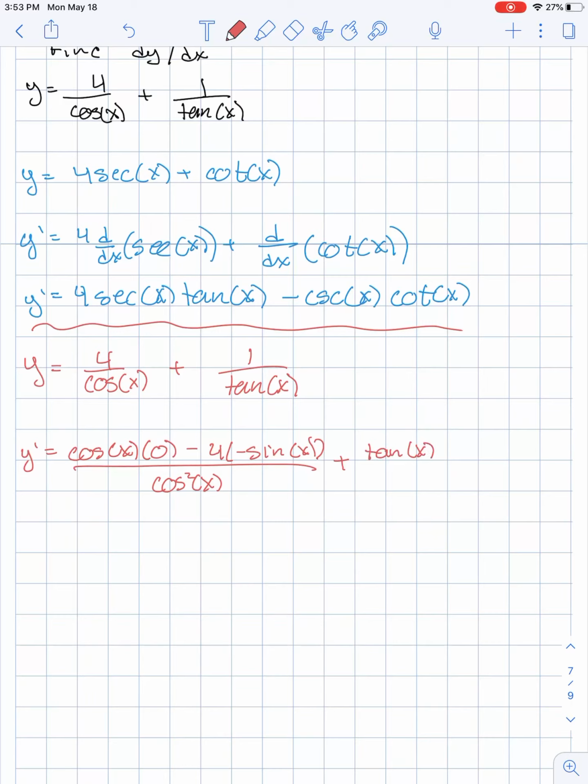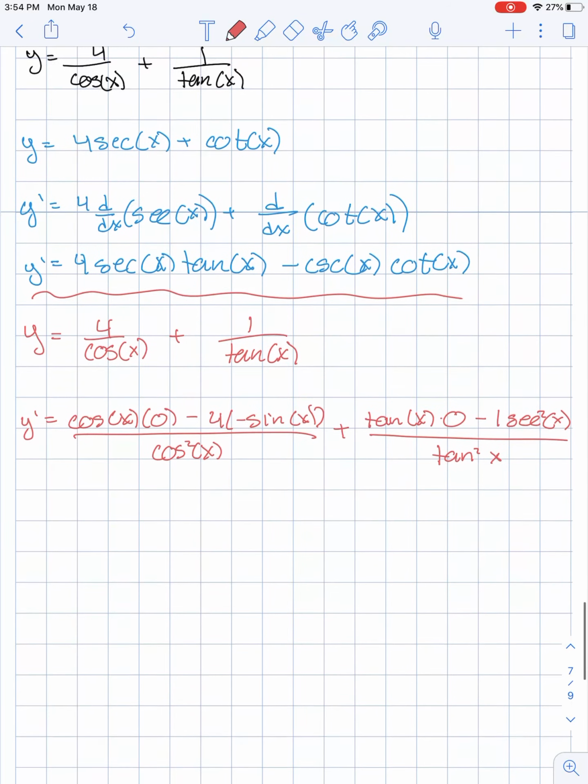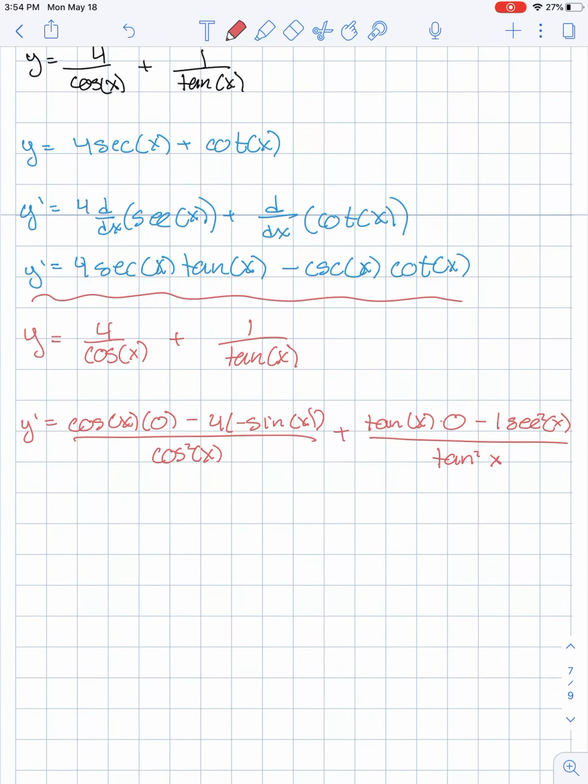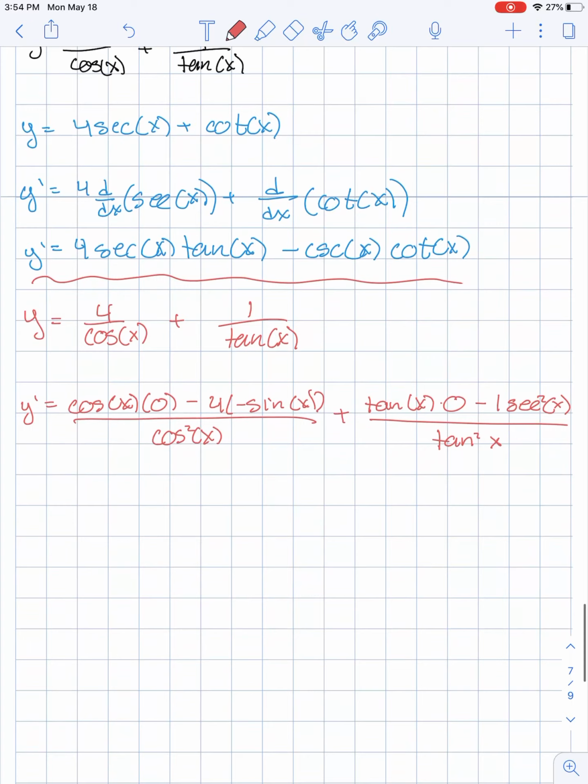Now let's do it again for 1 over tangent of x. So I'll get low, which is tangent in this case, times d high, 0, minus high, which is 1, and then d low. Tangent's derivative is secant squared x, over tangent squared x. I keep writing theta. The 0 reminded me of a theta.